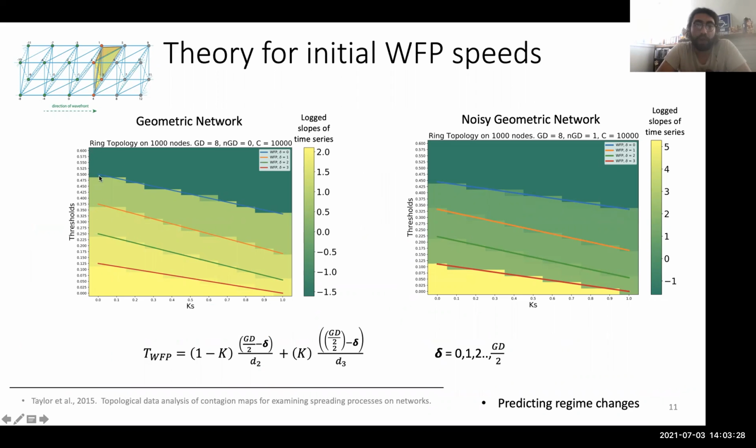regime changes. And our main result is that we are able to predict these regime changes. These lines are given by this formula here, which is similar to my model equation that I showed you at the beginning, because this first term is encoding the edge contagion model, which is actually a previous result by Dane Taylor. And we are extending that work to the simplicial contagions, which is defined with this combinatorial formula here.